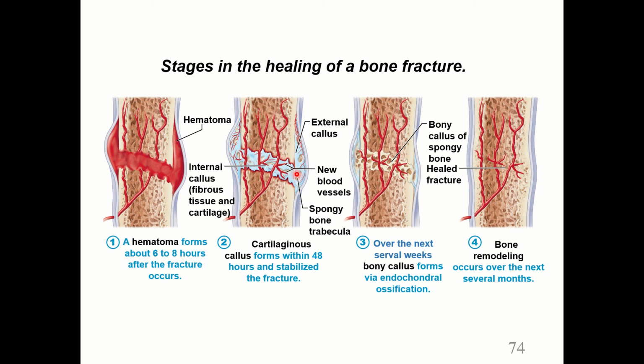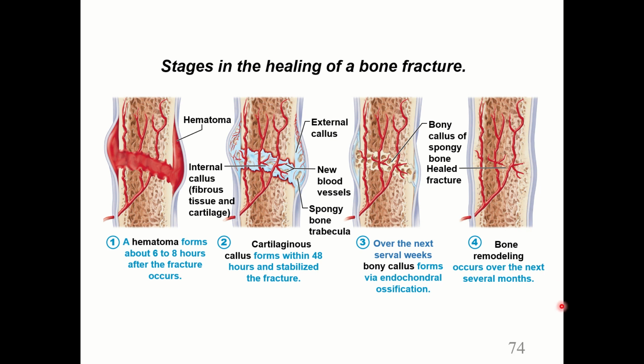And it's going to be laid down and it's going to be cartilage. So we're going to end up seeing spongy bone laid on top of that. And that's going to take several weeks, and it's called the bony callus formation. And it's going to form via endochondral ossification because it's being built on a cartilaginous model. And then bone remodeling will occur over the next several months, and eventually the fractured bone is going to heal and resemble the original bone.